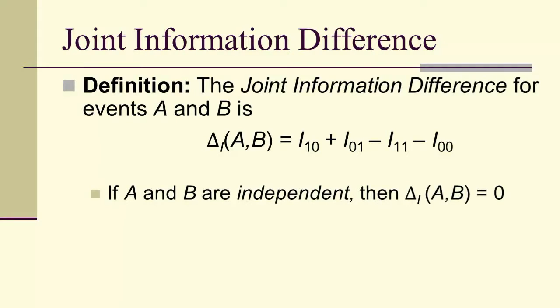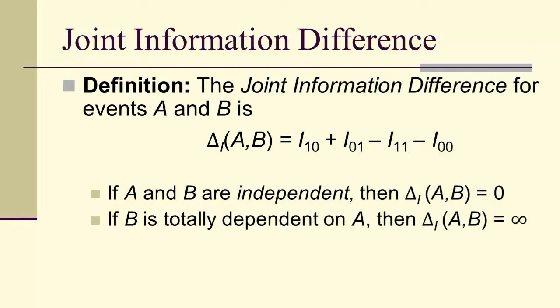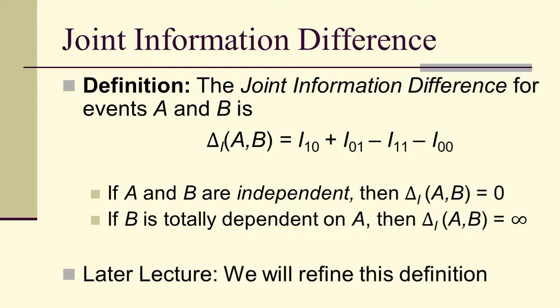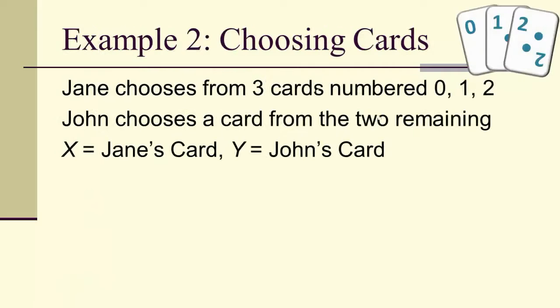If A and B are independent, then according to our theorem, the joint information difference is 0. If B is totally dependent on A, then you can show the joint information difference is actually infinity. And we'll look at this definition again in a later lecture. But let's look at an example.